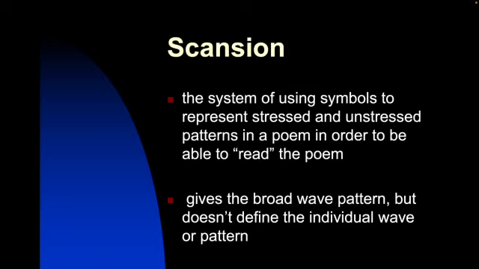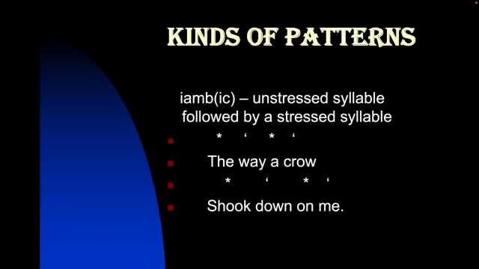Now, when we start reading the actual poem and looking for its measurements, we would call that scansion, the system of using symbols to represent stressed and unstressed patterns in a poem in order to be able to read the poem. Now, scansion gives the broad wave pattern, but doesn't define the individual wave or the pattern. So when we look at the types of patterns when it comes to scansion, there are several different types because of how you might stress and unstress the symbols.